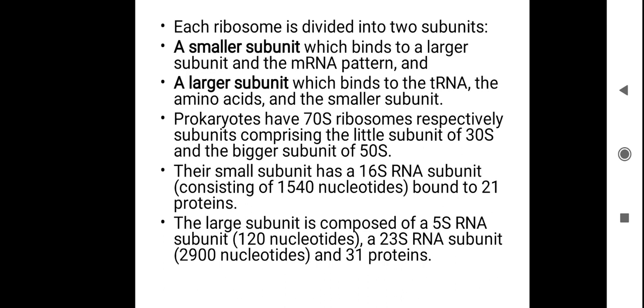In contrast, the other component of the 70S ribosome is the larger subunit, the 50S ribosomal subunit. This 50S subunit is composed of a 5S ribosomal RNA made up of 120 nucleotides, then the 23S ribosomal RNA which contains up to 2900 nucleotides, and 31 different proteins.